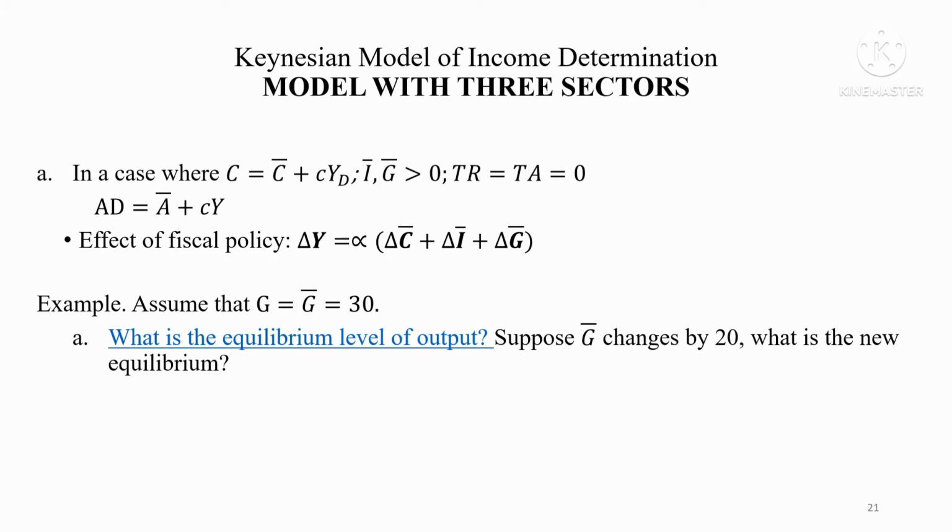Suppose G bar changes by 20. What is the new equilibrium? You can try to solve that one on your own. Again, if G bar changes by 20, what is the new equilibrium? That means the government spending increases by 20. So 30 plus 20, the new government spending is now 50.